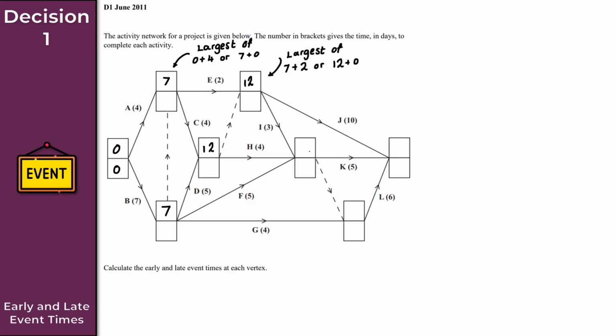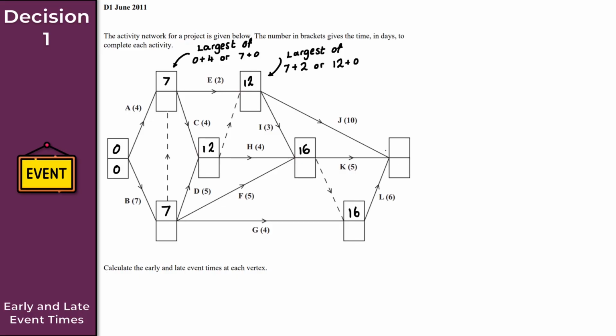Now for this one here, I've got a choice of 3, right? So my choices are 12 plus 3, which would give us 15, 12 plus 4, which would give us 16, or 7 plus 5, again giving us 12. So clearly, we choose 12 plus 4, so that's 16, as the early event time. Now for this one here, I've got a choice of 2 again. It's either going to be 7 plus 4, which is 11, or 16 plus 0, giving us 16. So again, we choose the larger option there, which is 16.